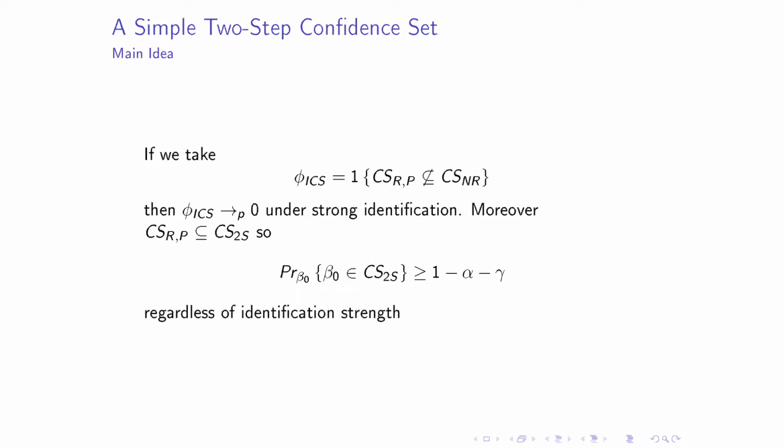If the preliminary is contained in the non-robust, I'll use the non-robust. If it's not contained in the non-robust, then I'll use the robust. As a result, the coverage of the two-step confidence set is at least that of the preliminary, which is 1 minus alpha minus gamma, regardless of the identification status of the model.